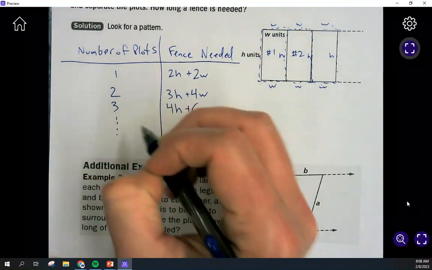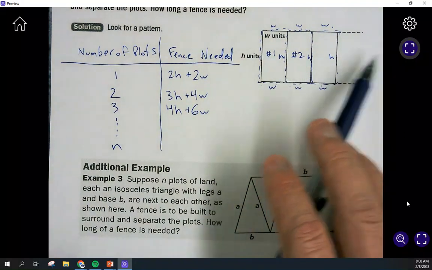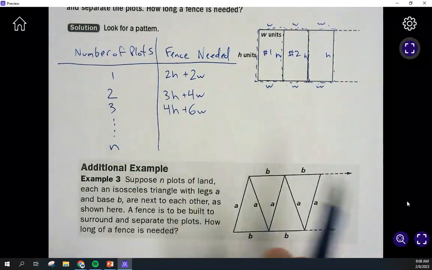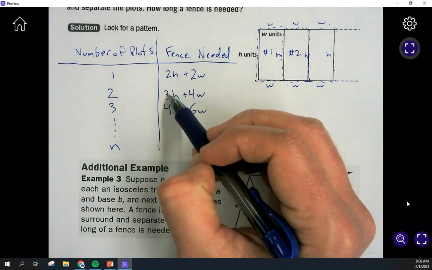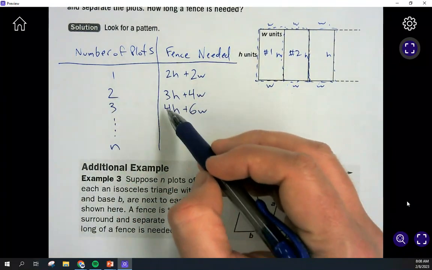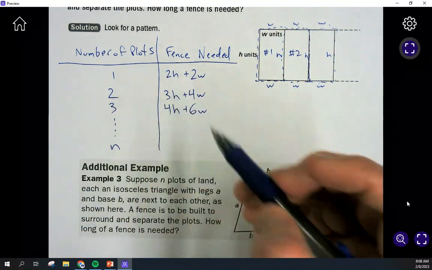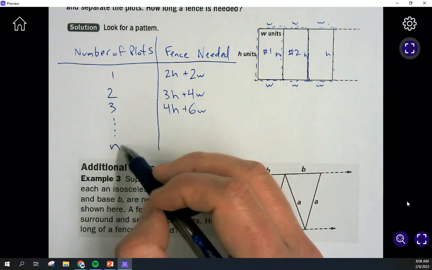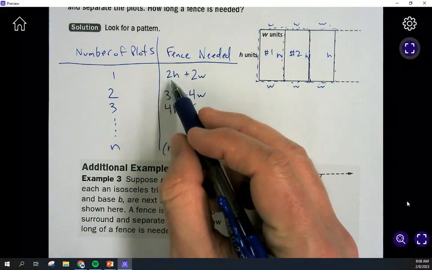Okay, so now I want to come up with a pattern for n number of plots. So let's say there's 200 plots. I don't want to sit here and have to add all this up. I'm going to come up with a pattern, an algebraic expression that represents this. So look at this value right here compared to the number of plots. 2 compared to 1, 3 compared to 2, 4 compared to 3. The number being multiplied by h is always 1 more than the number of plots. So it's whatever n is, like 3 plus 1 is 4. So whatever n is plus 1 represents this number, the 2, the 3, the 4.